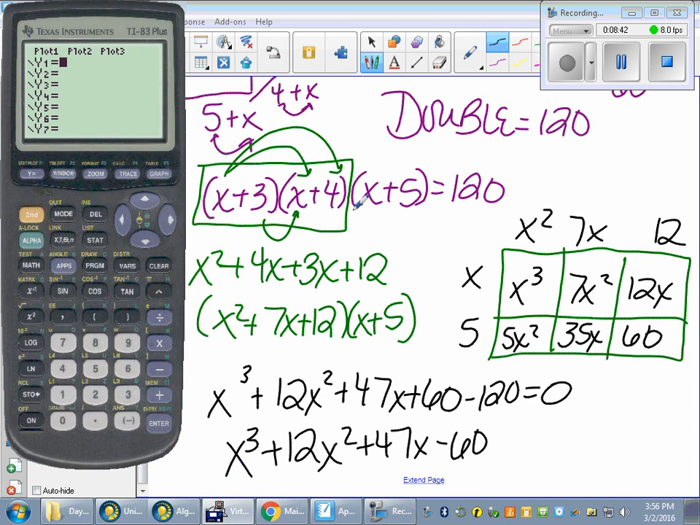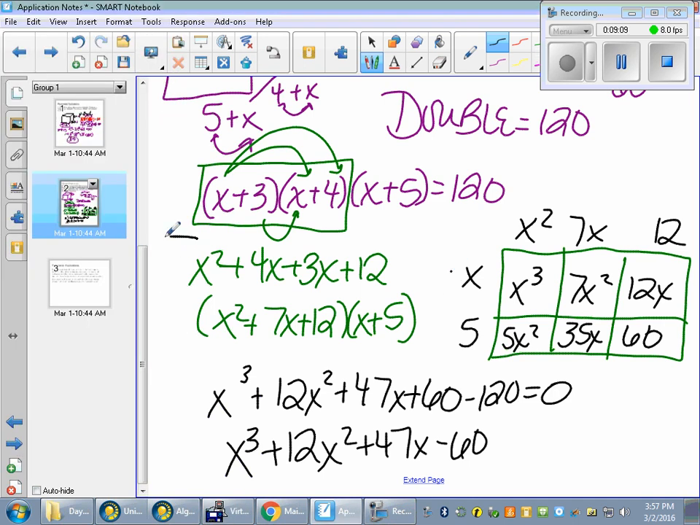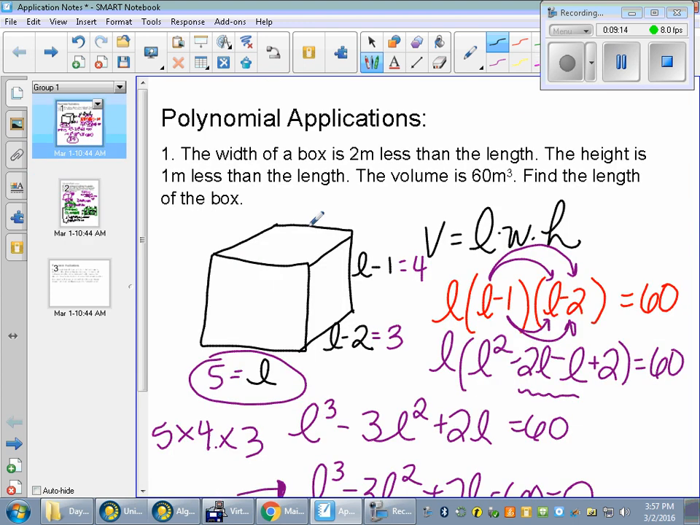What if I had not multiplied? What if I had left it in parentheses and then just subtracted the 120? x plus 3, in parentheses, x plus 4, and then x plus 5, and then move the 120 over. Guess what? Exactly the same graph. Exactly the same solution. So while this work is all correct, all of this down here is not necessary. Could have done the same thing here. Could have subtracted the 60 over, plugged this into the calculator, minus 60, and been able to find the 5.